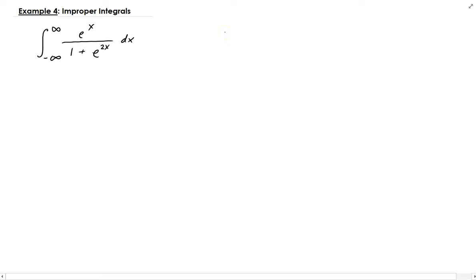In this example, we want to evaluate the following improper integral. We're given the integral going from minus infinity to infinity of e to the x all divided by 1 plus e to the 2x. Basically, we want to find the value of this integral across the whole real line.